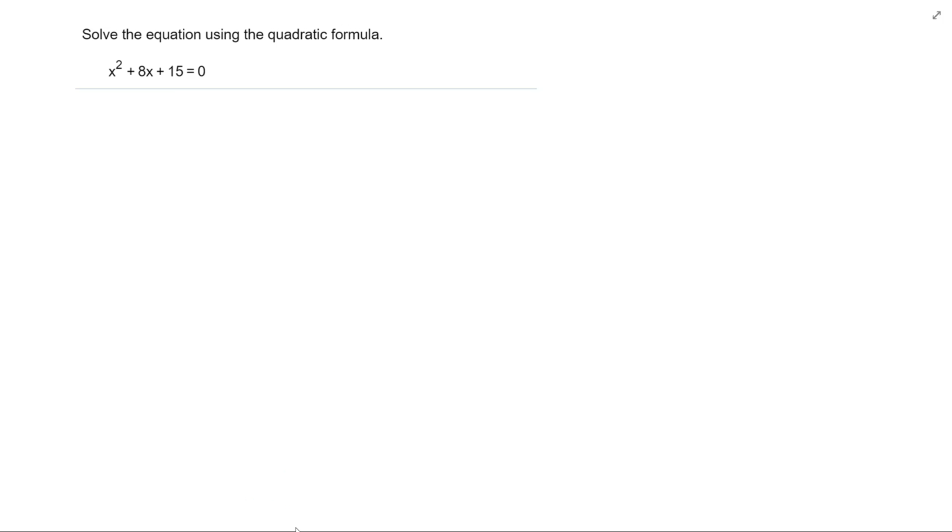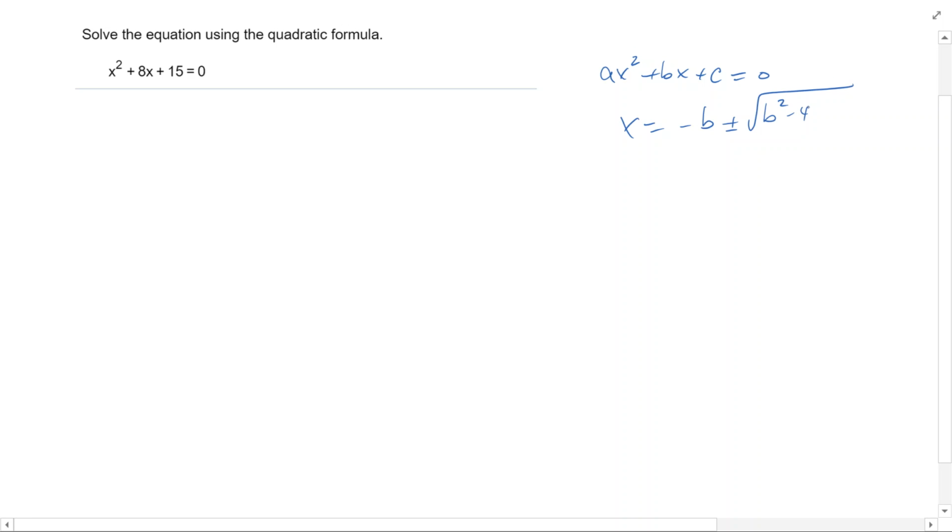Solve the equation using the quadratic formula. Okay, so first recall that the quadratic formula says that if you have a quadratic equation in standard form, so ax squared plus bx plus c is equal to 0, then the solutions are going to be given by x equals negative b plus or minus the square root of b squared minus 4ac all over 2a, where a, b, and c are the coefficients from the quadratic equation.